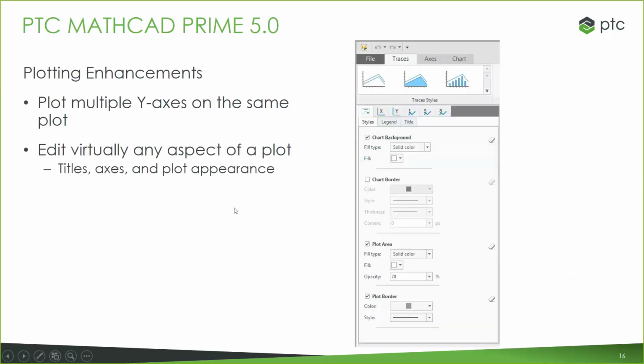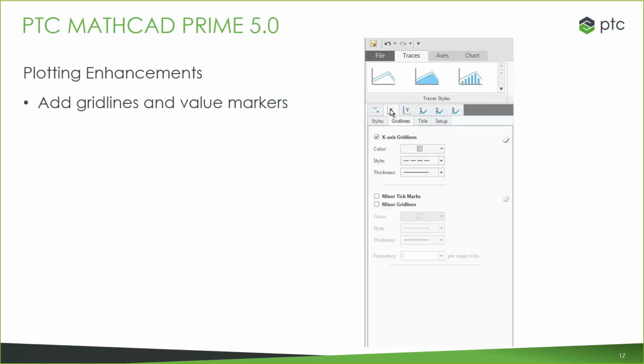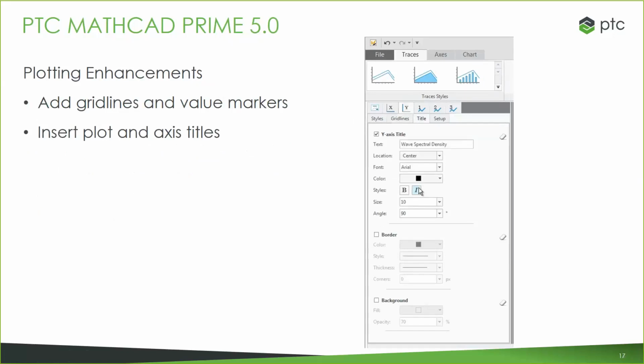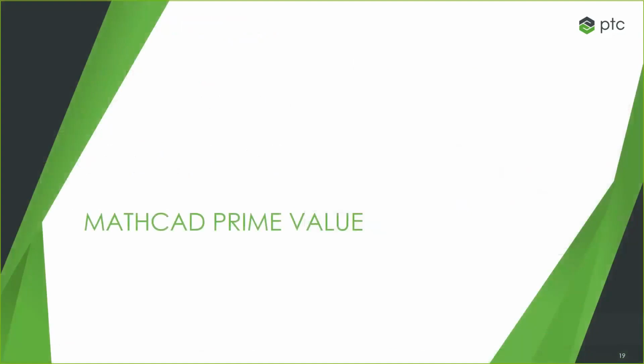So we went through, you can add any aspect of the plot, add in titles, axis, or plot appearances. You have a lot of different options for font now. And you can add in grid lines and value markers to really highlight or be able to make it more clearly understood what belongs where. And then you can go ahead and import those plot and axis titles. And then here's kind of the midway step where this chart is a little bit more understood. And then you can edit legends and data lines, anything you'd like with that.